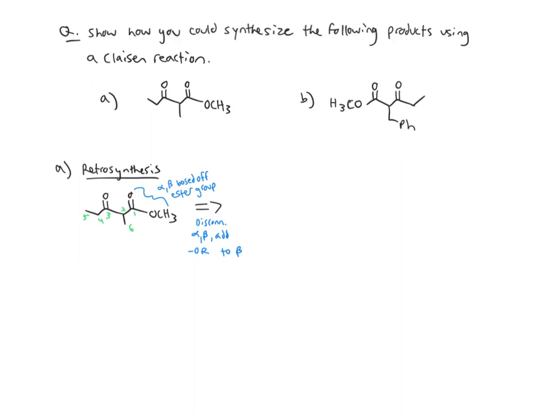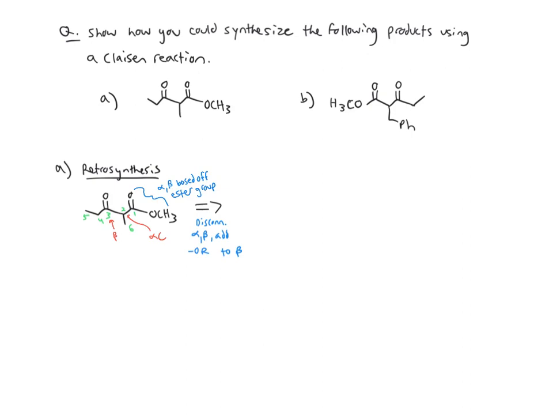So carbonyl 1 is going to be the carbonyl carbon. Carbon 2 is going to be the alpha carbon, and carbon 3 is going to be the beta carbon. And again, we're choosing that beta carbon because it does have some functional group on it. So carbon 6 technically is also a beta carbon, but it doesn't have any functional group, so that's not going to really help us for our synthesis.